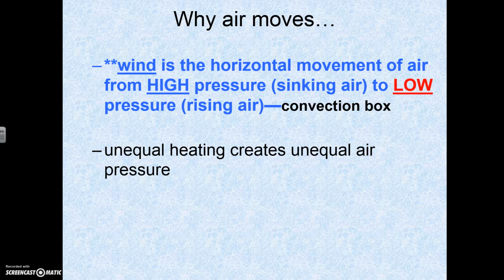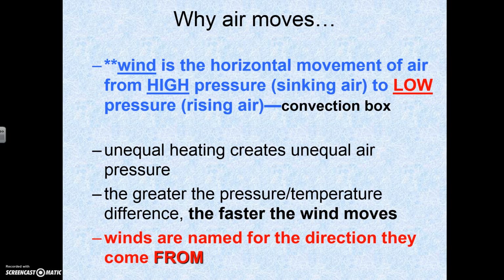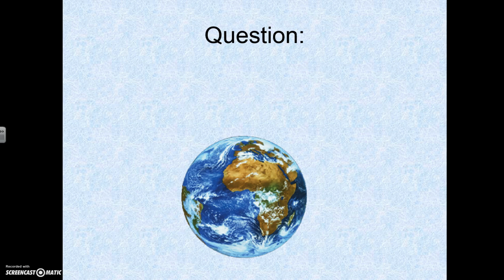This is caused by unequal heating, and it also creates unequal air pressure, which we know happens from land breezes and sea breezes and things like that. The greater the pressure difference, the faster the wind moves. So if it's going from really cold areas to really hot areas, then your wind is going to move a lot quicker than it would if it's just a cool area to a warm area. Winds are named from the direction that they come from. So that is very important to keep in mind when we start naming these winds on your notes in the middle of your page.